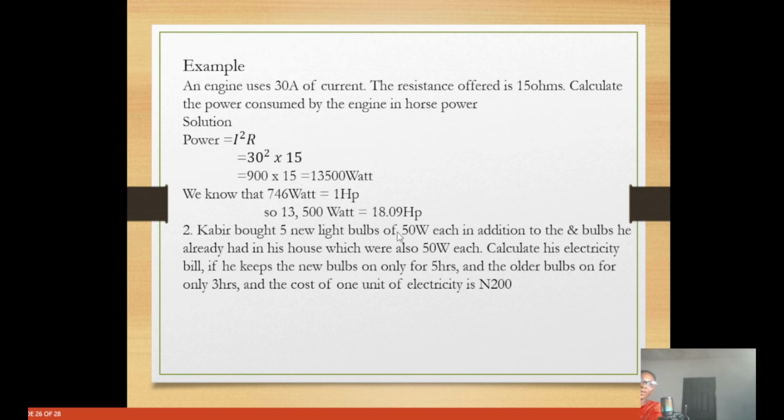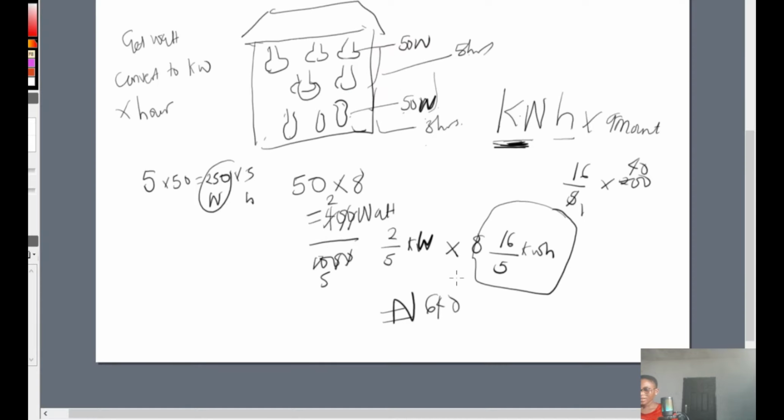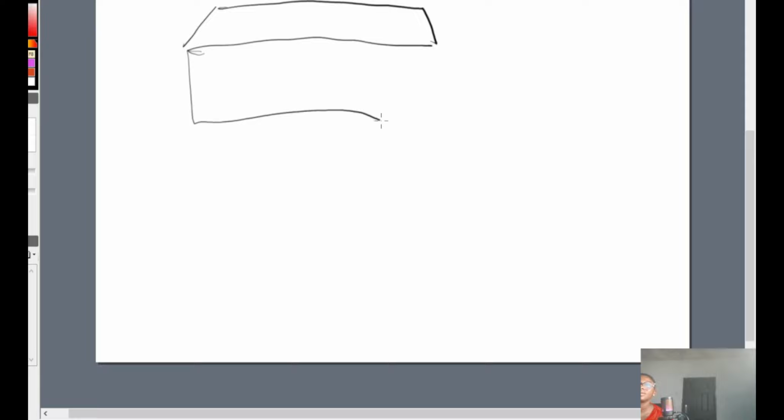So let's look at this second question. Kabiru bought 5 new light bulbs, each of 50 watts. So let's delete this. We said he has a house. Let me make the house bigger so we can draw the bulb. This is Kabiru's house, right?